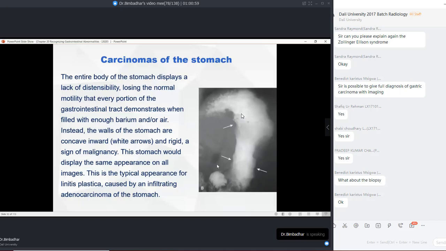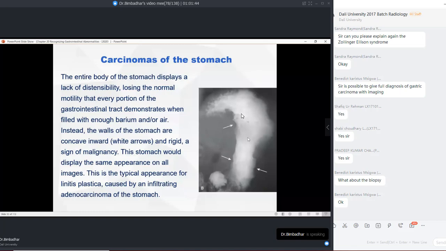And then you see here, there is another thing you are trying to look at. The white arrows show the walls becoming much more concave and rigid, which is a sign of malignancy. Let us say a fibrous tissue is rigid and immobile, and the stomach would display that it is not moving. There is a lack of distensibility and lack of normal motility, which means a loss of complete peristaltic movement. Such a thing is a typical appearance of linitis plastica.